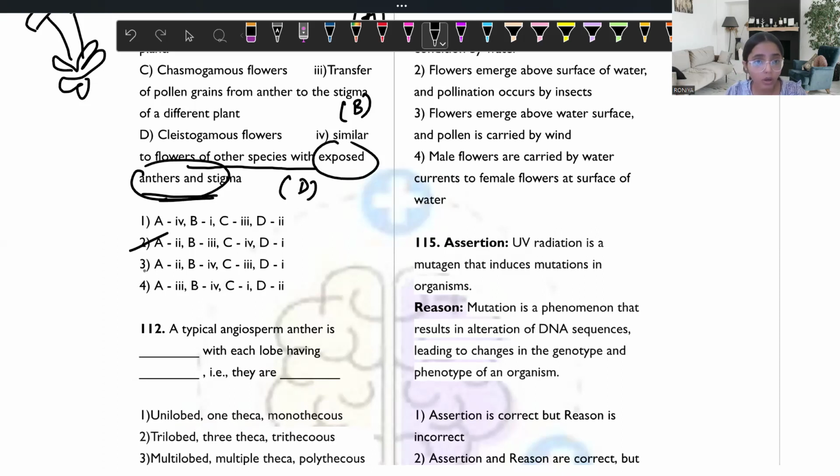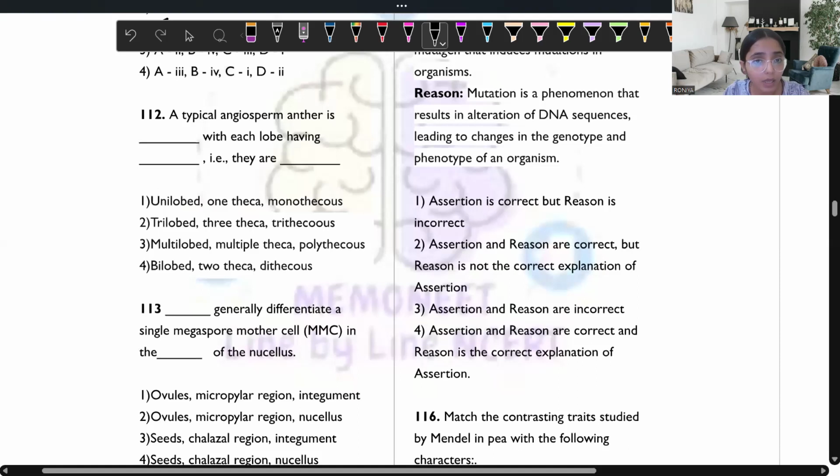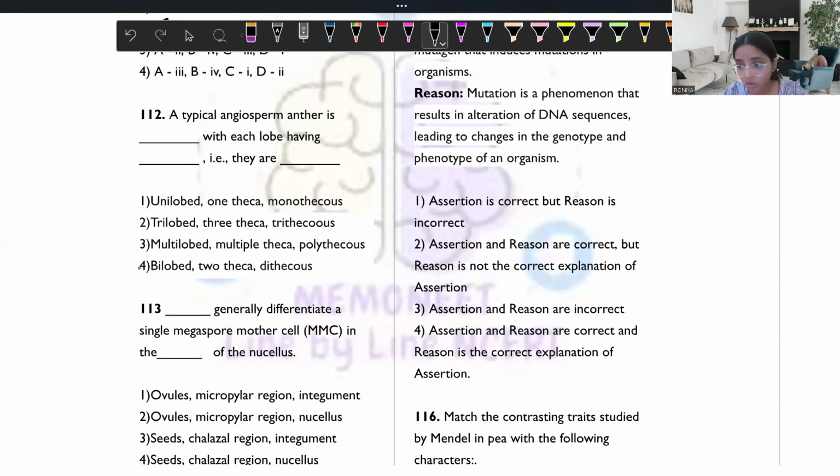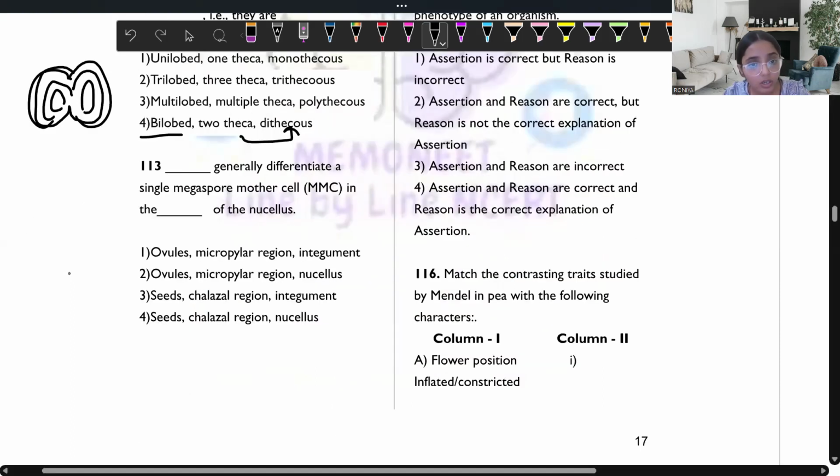Now let us see question number 112. A typical angiosperm anther is bilobed. The anther is bilobed with two theca, that is, they are dithecous. Two theca means dithecous. This is very simple. We know the anther of the angiosperms has two lobes and two theca like this. That is why it is bilobed and dithecous. Moving on to question 113.